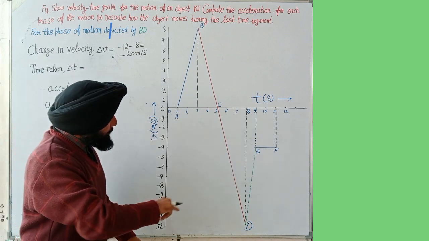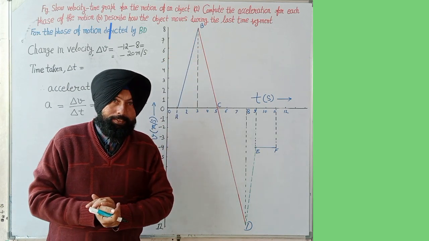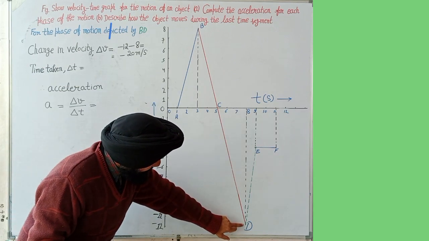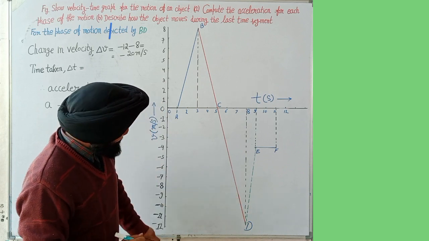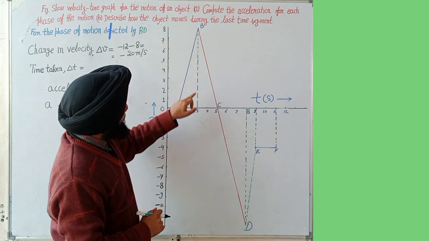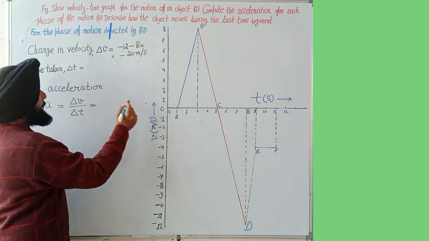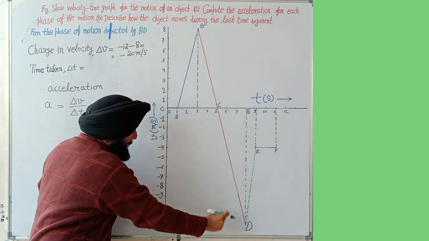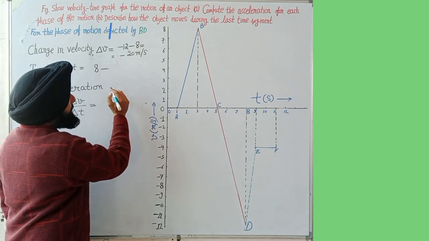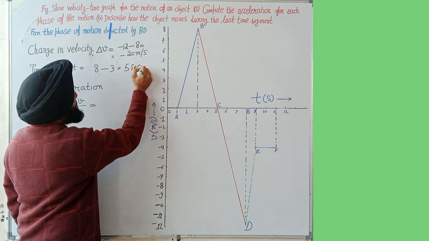Change in velocity during the phase B to D. Similarly, we will find the change in time. Now at the point D, the time is 8 seconds, and at the point B, the time is 3 seconds. So the time taken during the phase B to D is 8 minus 3, equal to 5 seconds.